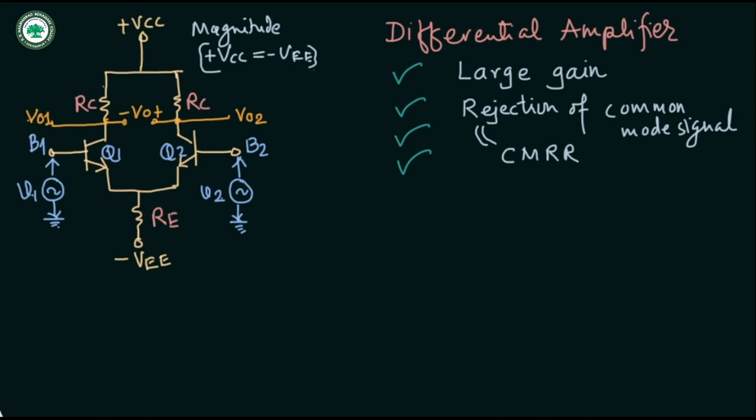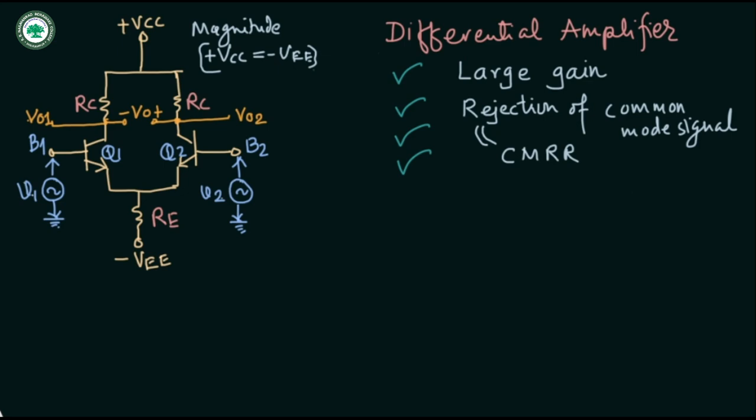On the collector side, we use RC resistors for both transistors, and these RC resistors are tied together and connected to the positive supply voltage terminal. The magnitudes of the positive and negative power supplies are almost the same. If VCC is 12 volt, then VEE will be minus 12 volt. The inputs are taken from the bases of both transistors. Say B1 is the base of Q1, and B2 is the base of Q2.